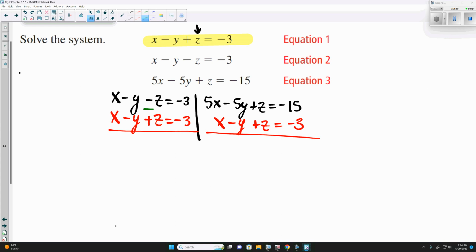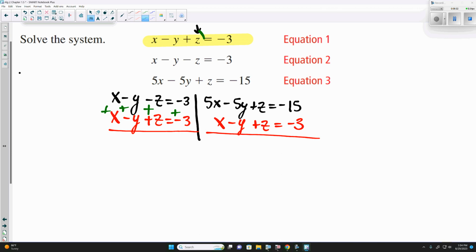So the signs are opposite, yes? If the signs are opposite, we add. Because negative 1 plus 1 is 0. Z minus z, or negative z plus z, is indeed 0. So here, we're wanting to eliminate z. That's the one we're going after this time. I'm wanting to eliminate z first.